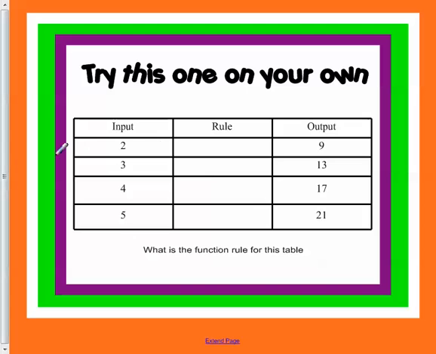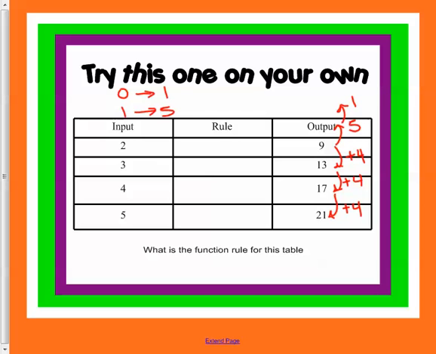Let's try this one. Okay, so if we look at this one, I'm going to help you start it. We first need to figure out what happens when it's 1 and 0, because we're starting at 2. So let's look over here. What happens between all of these? From 9 to 13 is plus 4. From 13 to 17 is plus 4. And from 17 to 21, it's plus 4. So if I go back 4, 9 minus 4 is 5. So 1 would equal 5. And then go back 4 again, I'm at 1.